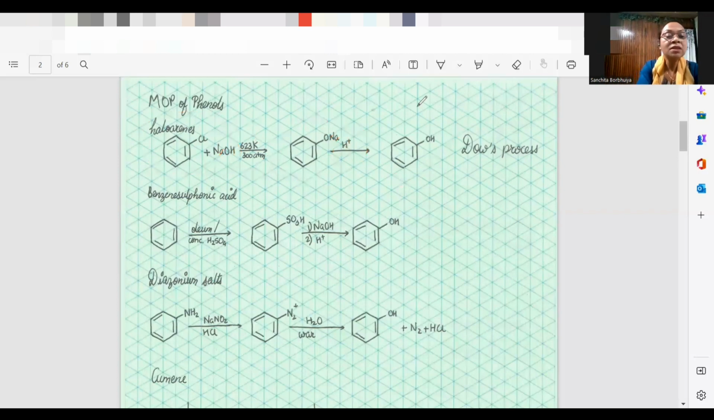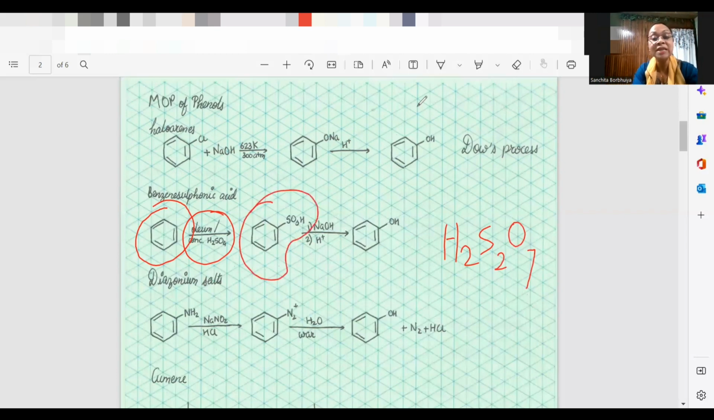Going on to the second method, you will start with benzene and add oleum. Oleum is pyrosulfuric acid, which is H2S2O7, or you can call it fuming sulfuric acid, or you can take concentrated sulfuric acid, where you get benzene sulfonic acid. Then you treat it with sodium hydroxide. You can write one more step here where you get sodium phenoxide.